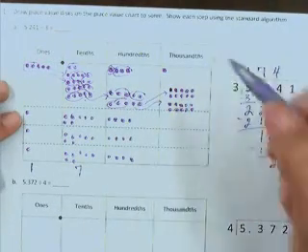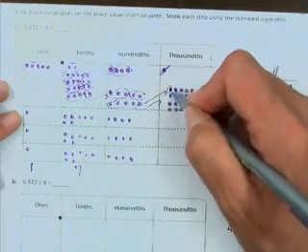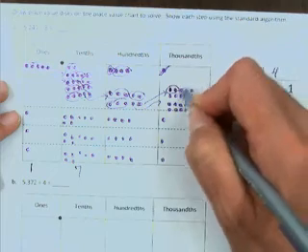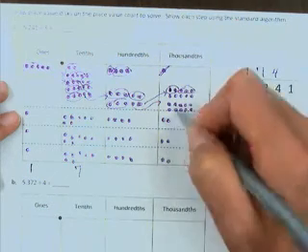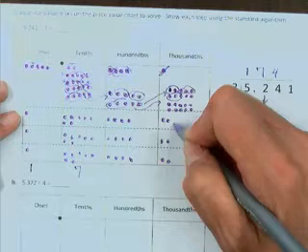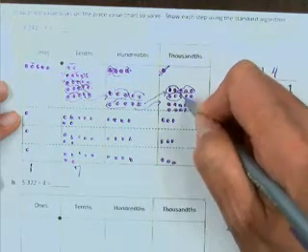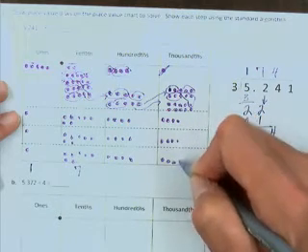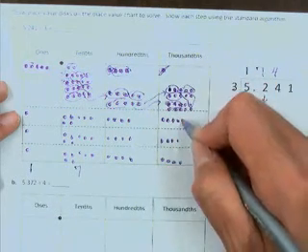Now let's break it up again. Here is 1, and 2 more is 3. Everybody gets 1. Here's 3. Everybody gets 1. Here's 3. Everybody gets 1. Here's 2 plus an extra. Everybody gets 1.